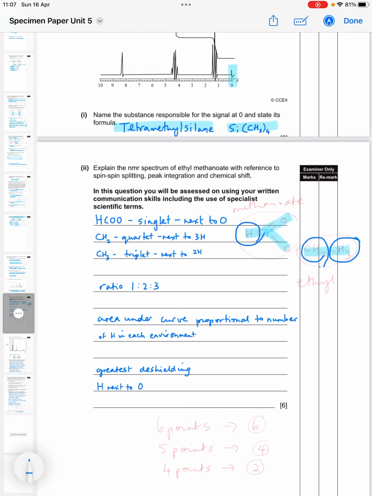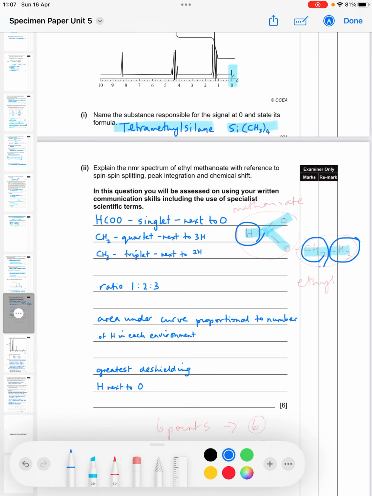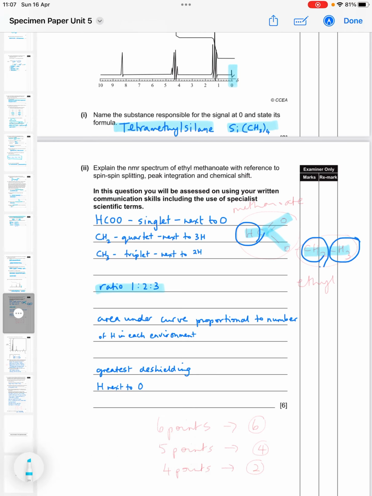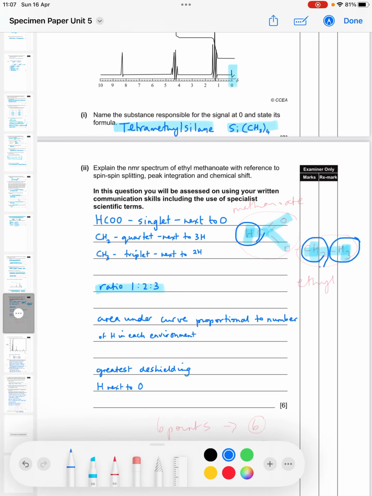So we've got 3 in this methyl group, a 2 here in this group, and then a 1. So the ratio of the size is going to be 1 to 2 to 3 from those 1, 2, and 3. And then okay, so this one, I'm just going to change my pen here.